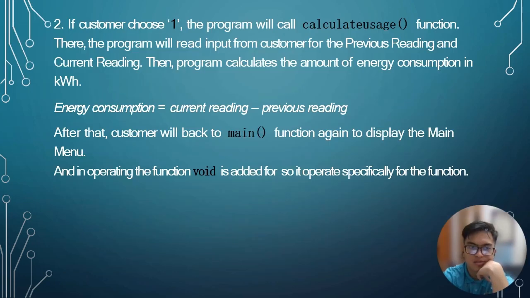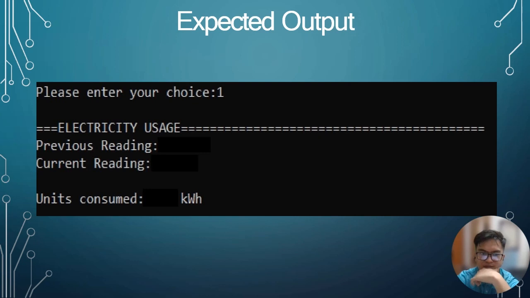If the customer chooses one, the program will call the calculate usage function. The program will read input from the customer for the previous reading and current reading. Then the program calculates the amount of energy consumption in kilowatt hours, with the given formula: energy consumption equals current reading minus the previous reading. After that, the customer will be back to the main function again to display the main menu. The function void is added so it operates specifically for the function. And this is the expected value.